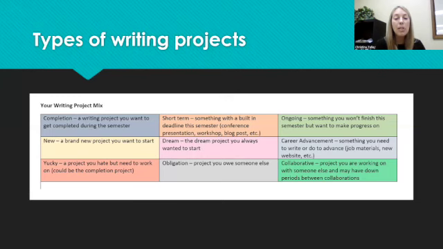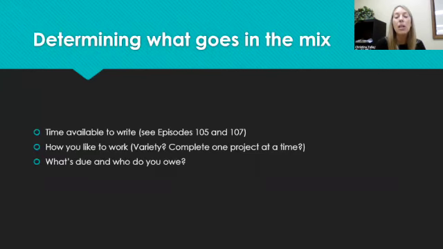And that comes to the second thing that I want to say, which is to think about what goes in your mix. So it really is about what kinds of things can you handle just in that particular 16 weeks. So time available to write is certainly important. Do you have blocks of time together? Is it fragmented? Is it less than you had last semester? How you like to work.